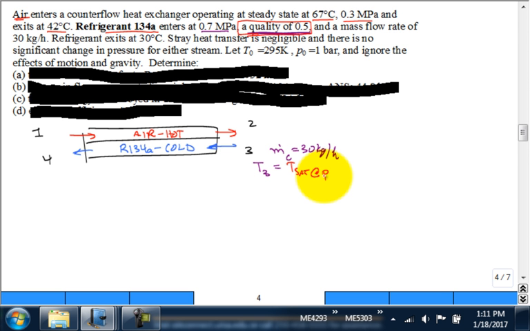So let's get to the right table, refrigerant 134A. What table is the best table to be in? A11. Exactly, A11. We look down. Oh no, they give us the pressure in bar. But this pressure is 0.7 megapascal. So what is the pressure at 3? 7 bar. Good. So we look at 7 bar. What's the temperature of the fluid? 26.7. So this is 26.7 degrees C. All right.